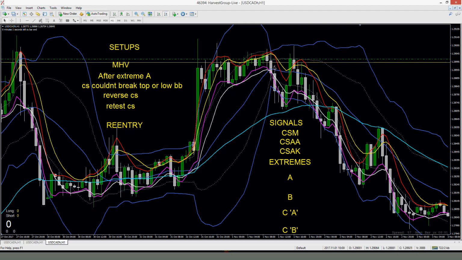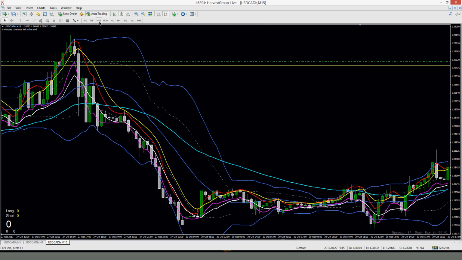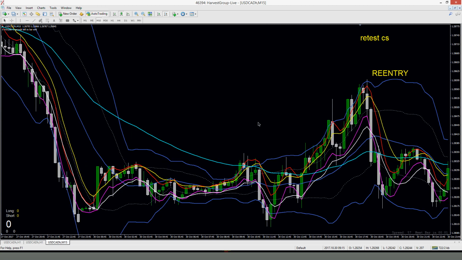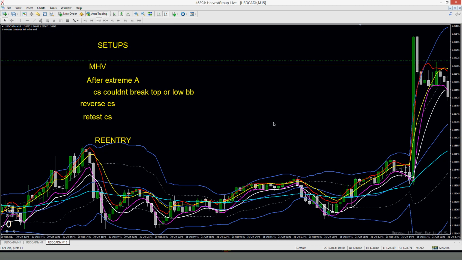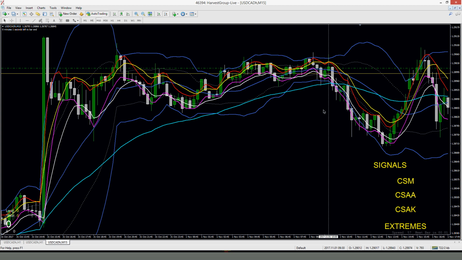Now we need to know whether this CS arah kuku is valid or not. What you need to check is that you have to mark it like this, and you have to go to a lower time frame to make sure that there is candlestick momentum. So over here on this mark you have a candlestick momentum because you have top and low BB pointing upwards and downwards.